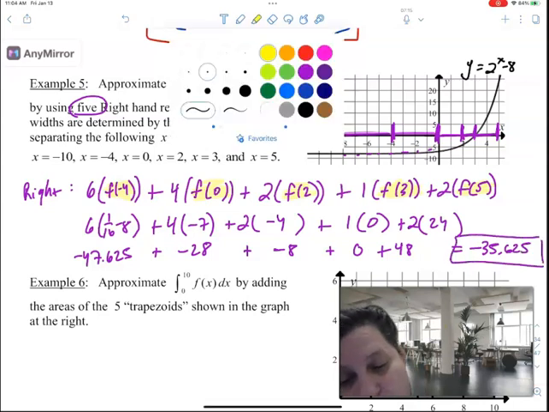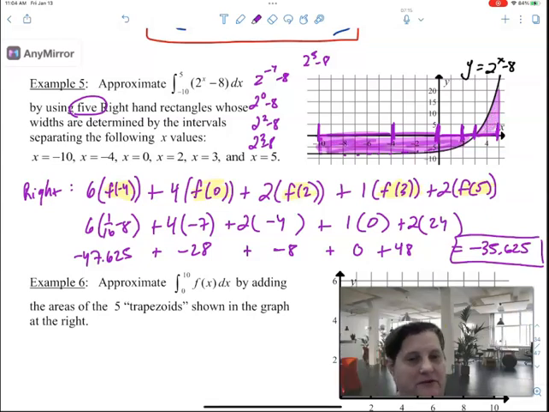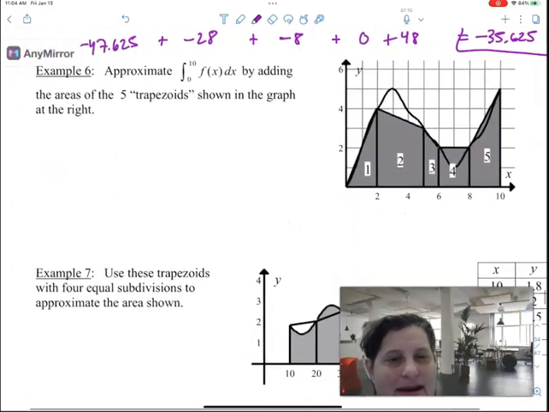Well, if we look at what we're approximating right here, guys, it's all of this, and this. So there's just more below. That's what we're approximating. So there's more below than above. That's why we get a negative. All right? Okay. Now, the next rule.